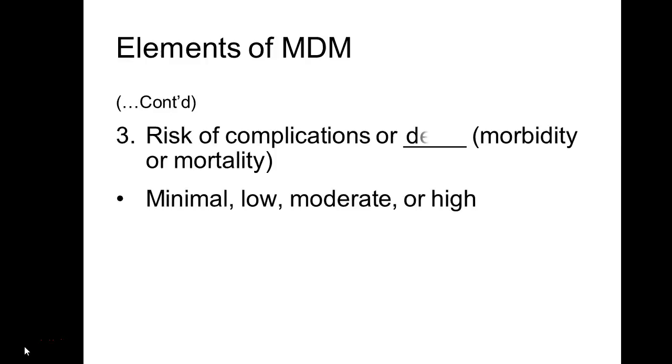And the last part is the risk of complication or death. We call this morbidity and mortality. Morbidity is the risk of complication, mortality is the risk of death. Is it minimal? Is it low? Is it moderate? Or is it high? And this is, again, without treatment. If the patient decides they don't want to abide by the treatment the doctor has given them, that's a little different than the doctor treating them and the patient not getting any better. So we have to keep in mind what else is going on with the patient. We have a lot of non-compliant patients.